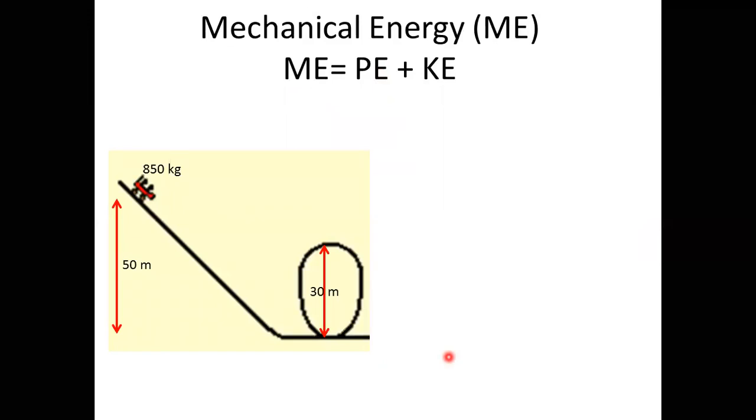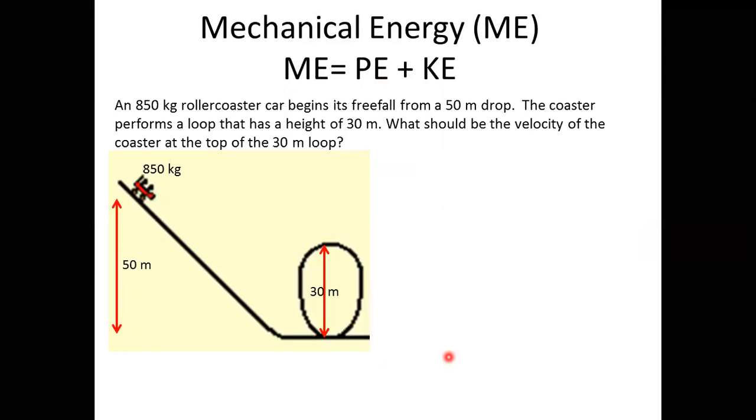Let us take a look at a second example here. We have a roller coaster car, and it begins its free fall from a drop of 50 meters. The coaster performs a loop that is 30 meters off the ground. What should the velocity of the coaster at the top of the 30-meter loop be? We want to calculate the velocity of the coaster car when it gets to the 30-meter loop. Again, we have to rely on our understanding that the total mechanical energy is stored up because of the original height off the ground. So we want to start by understanding what the total amount of mechanical energy is.